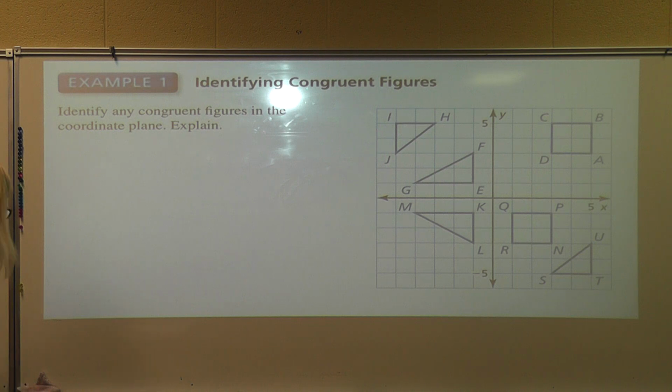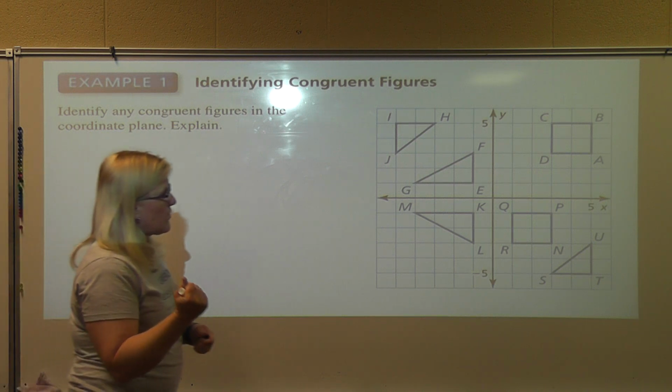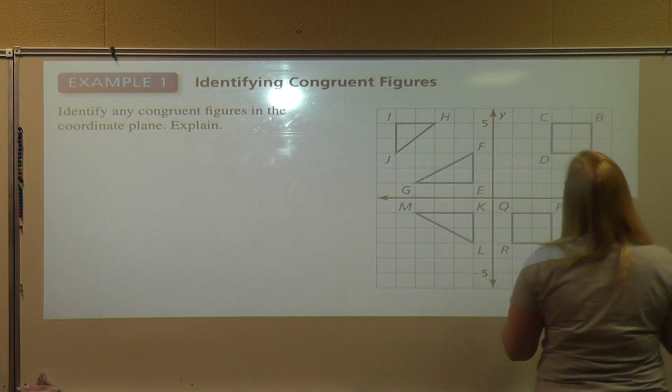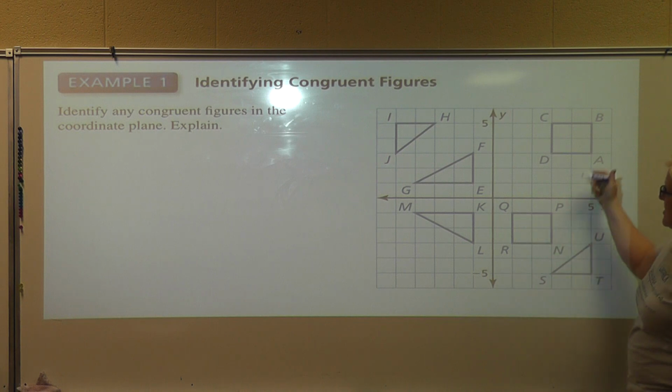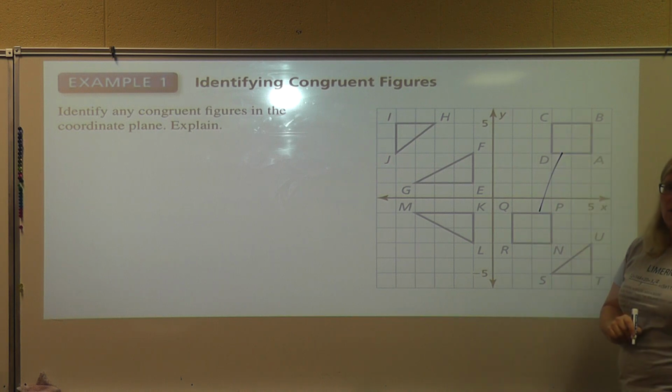All right, so identifying congruent figures. So we just need to come over here and look at the ones that we have. If we look really close, well, you don't have to look that close. Look, this is a square. It has 4 squares on the inside, and so does this one. So these two are congruent.